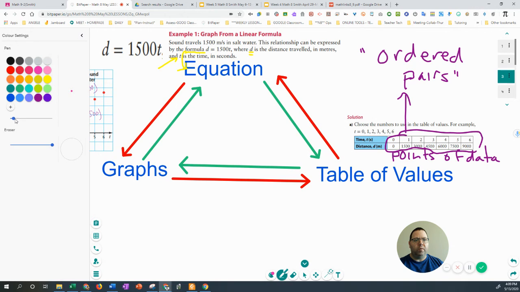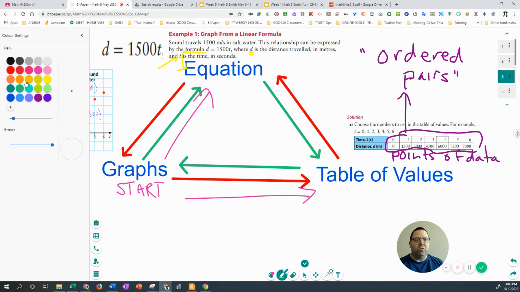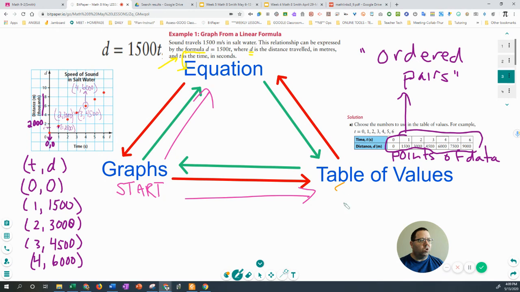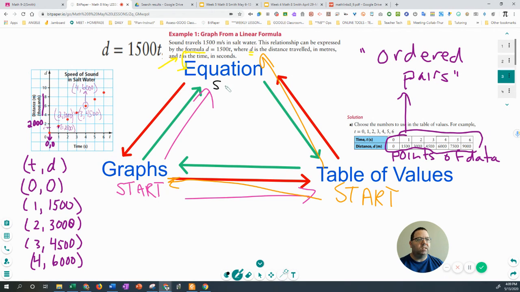Any one of these. Let me go back to hot pink, all right? You could start here. So this could be your start. And from the graph, you get the equation and you get the table of values, okay? Or, let me just switch again. What if I started you off with the table of values? Would it be possible to get an equation from it and get a graph? Yeah, we could. And then the last one, let's do black. Okay, what if I started you with the equation, like this example? If I started you with the equation, could you get a graph? And could you get a table of values? And the answer is yes.